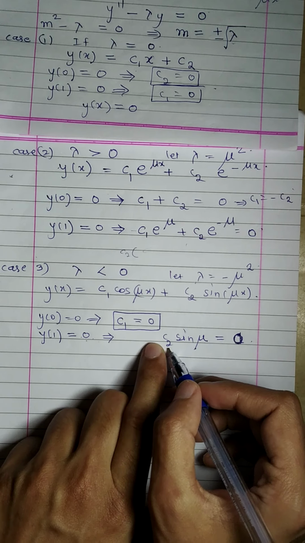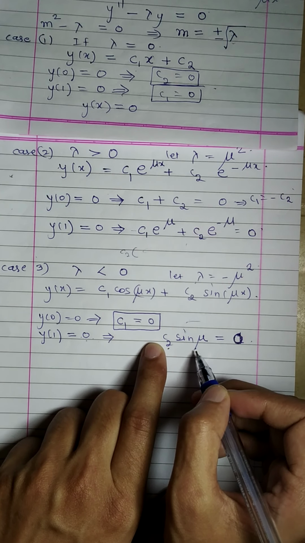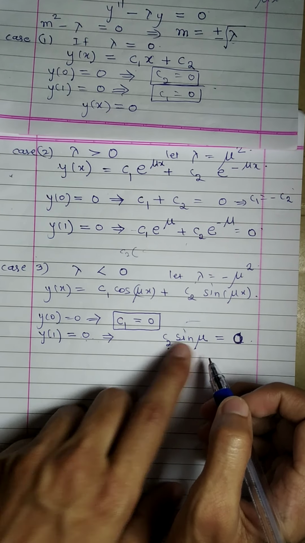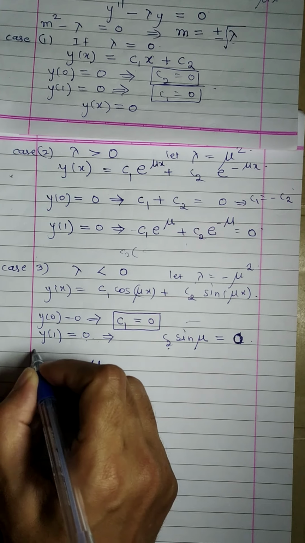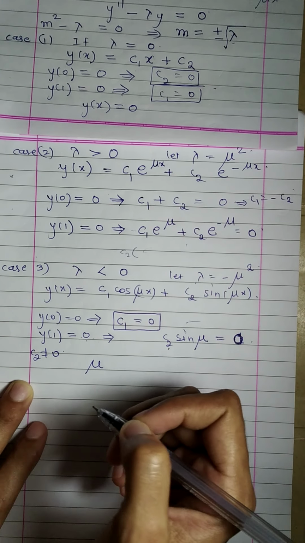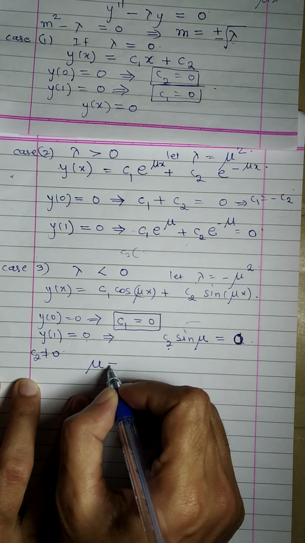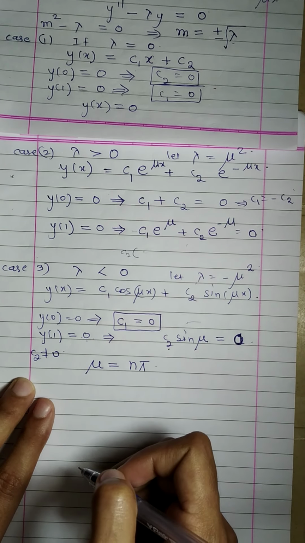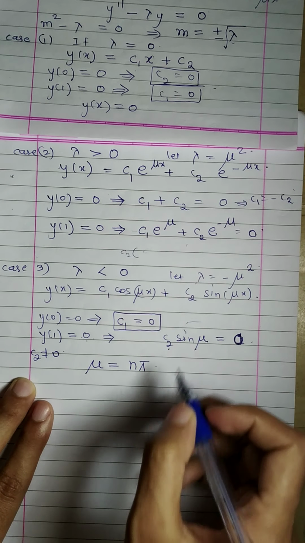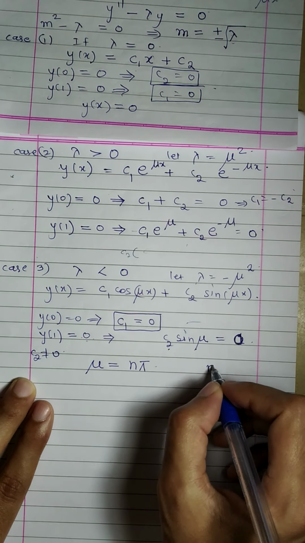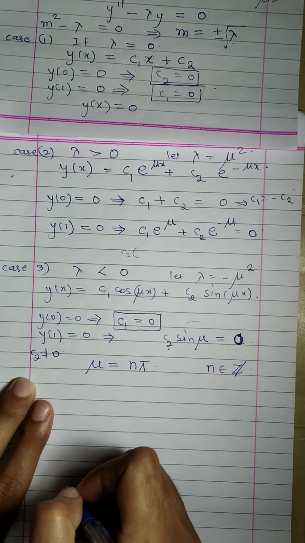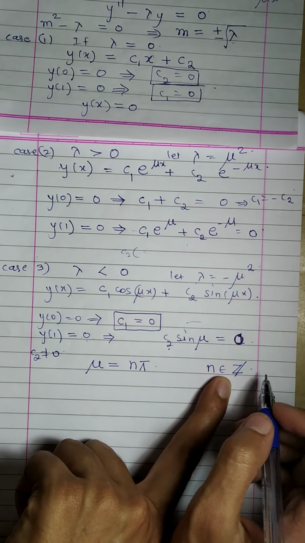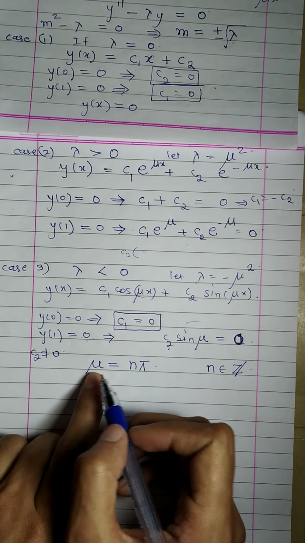So if c2 is non-zero, that means this term has to be equal to 0. That means mu is equal to n into pi. Therefore, for c2 not equal to 0, mu is equal to n into pi, where n belongs to integers.